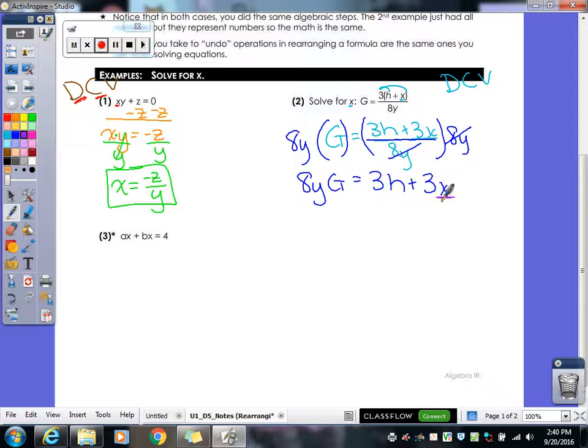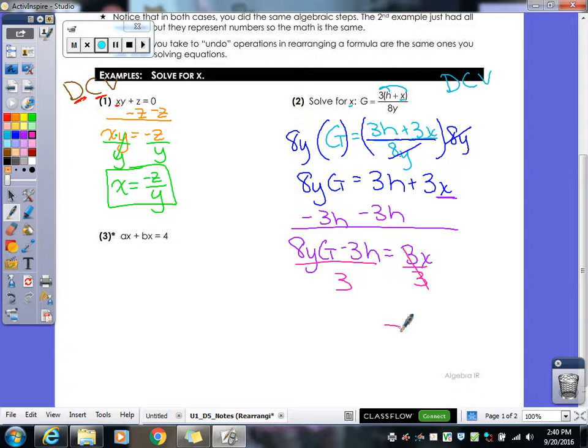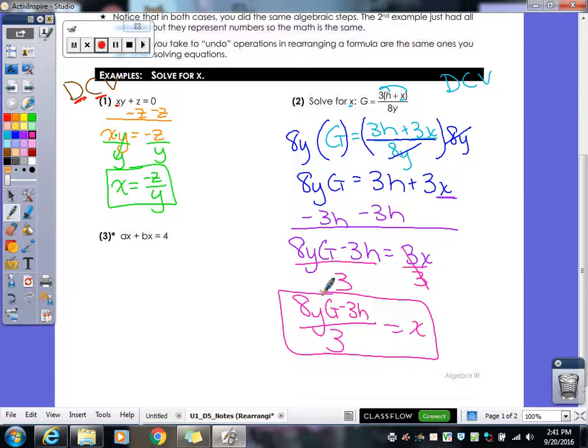Still solving for x, I want to get rid of our 3h. So we get 8yg, because that's all one term now, minus 3h equals 3x. Our final step is to divide by 3. Then we have x by itself: x equals 8yg minus 3h all over 3. That's our final answer. That one was a little more difficult than the others we've done so far, but if you take your time and go step by step, you'll get through it no problem.